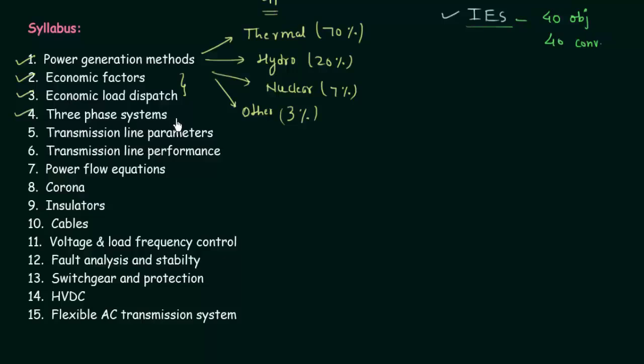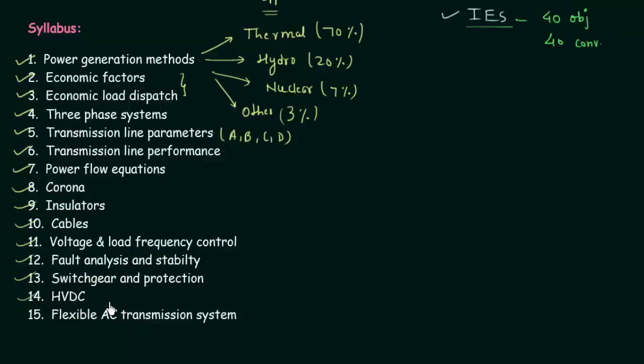Again, important topic. We will understand what are three-phase systems. After this, we will study transmission line parameters. ABCD parameters are transmission line parameters. Then we will understand the line performance, that is the transmission line performance, power flow equations, corona, insulators, cables, voltage and load frequency control. 12th one is fault analysis and stability. 13th, switchgear and protection. 14th, HVDC, high voltage DC transmission.